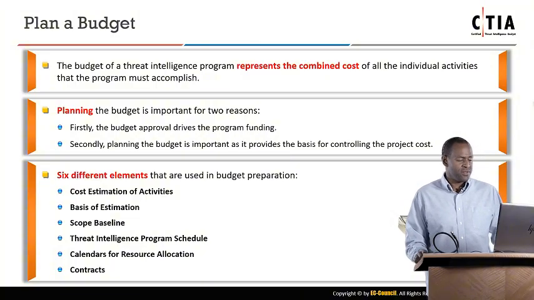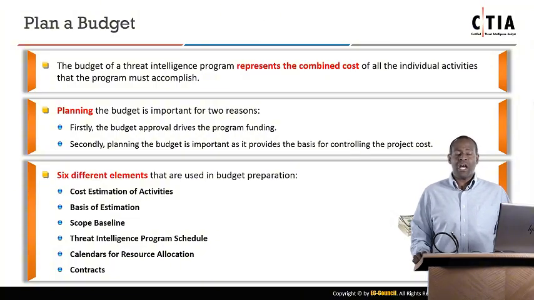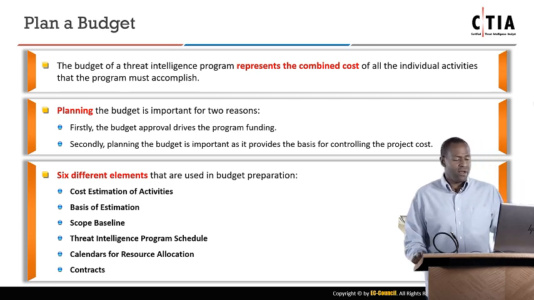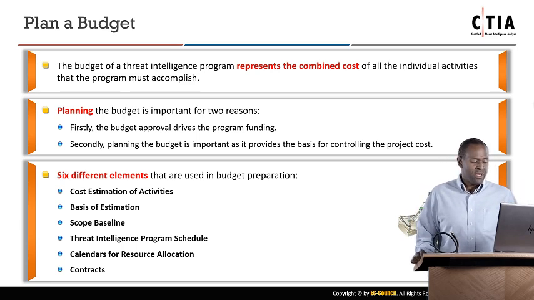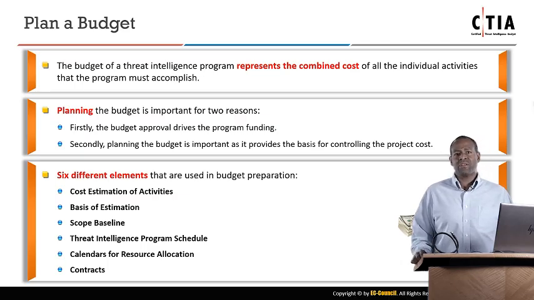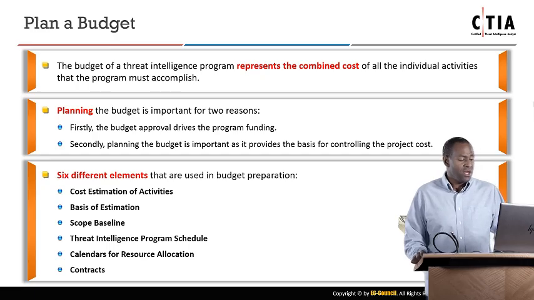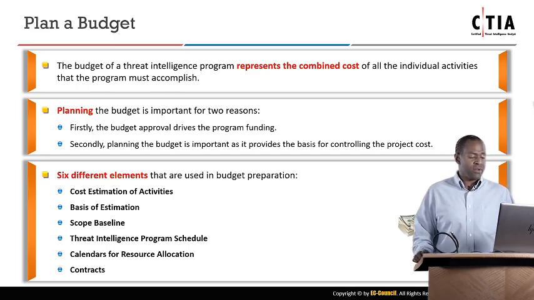So calendars for resources are extremely important, and any good project planning software that you make use of will have resource calendars. Last is contracts, and we'll have various contracts for various parts of this plan for allocating resources for this project. And the size of the contract, the length of the contract are all going to be predicated on budget. Budget's going to determine what kind of contracts that we can have. So all of those are very important elements for budget preparation.